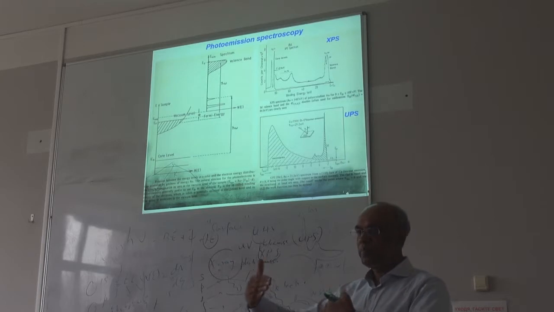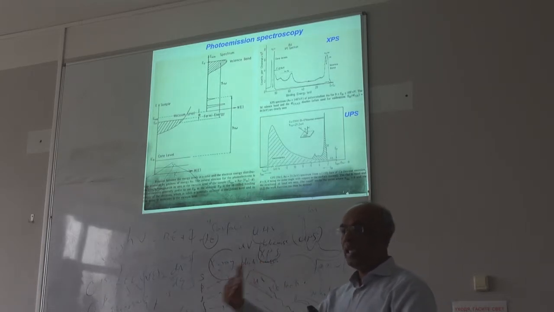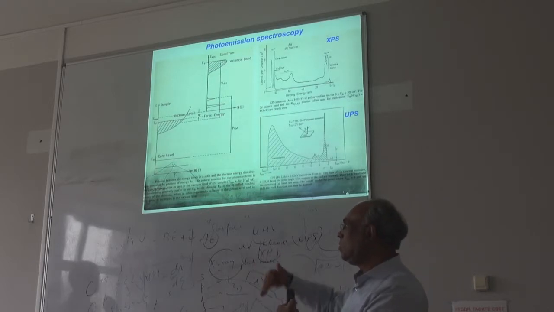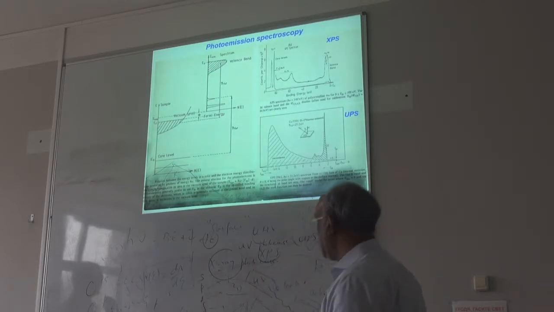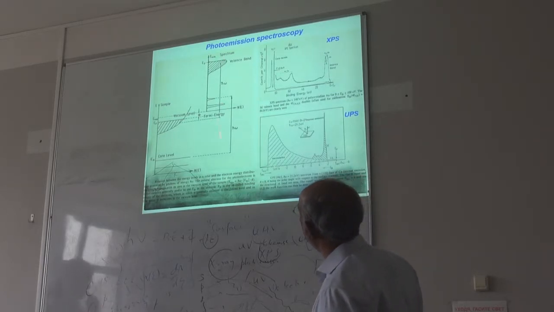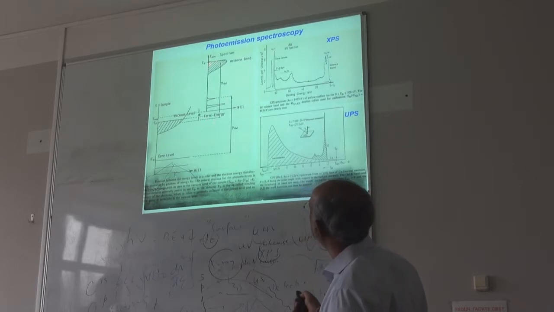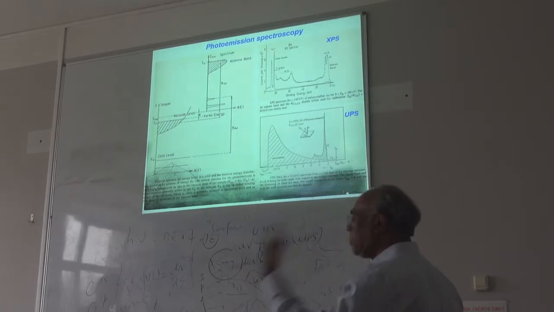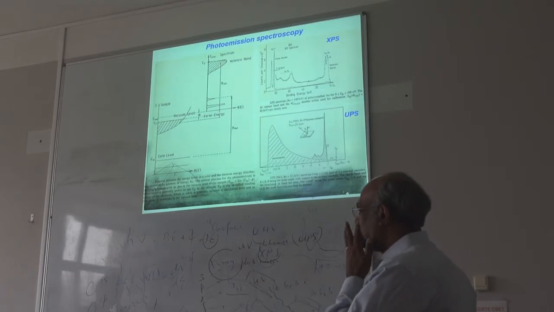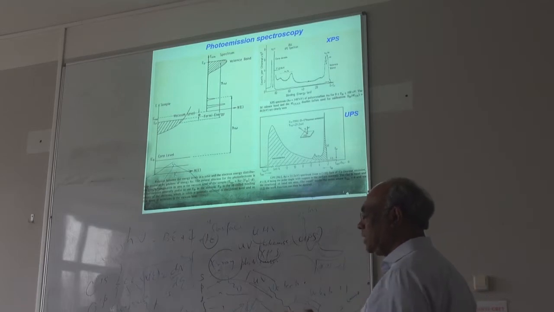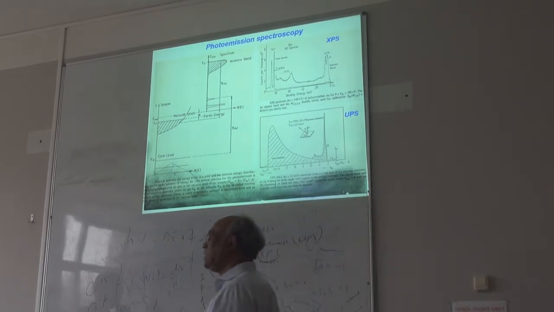XPS is probing the core electrons, right? Like K, L, M, any of these. UPS probes the valence band. This is how XPS features appear, right? You are seeing XPS features here. This is how UPS features appear. You can directly probe the valence band. Also, UPS is one of the few techniques with which you can directly measure the Fermi energy.